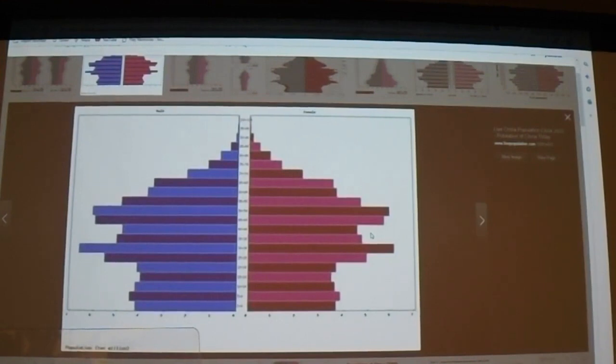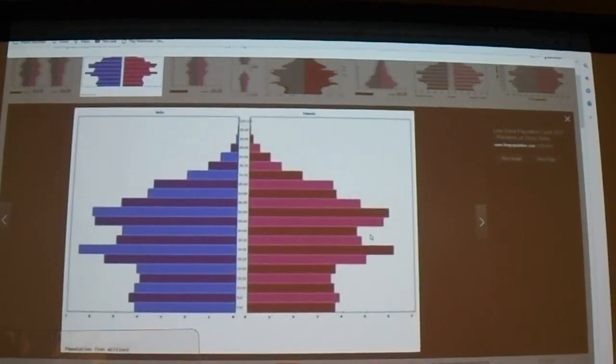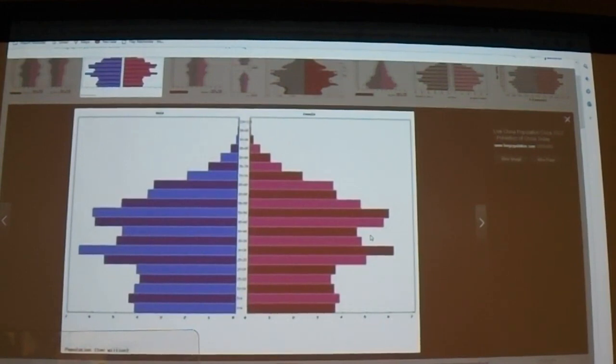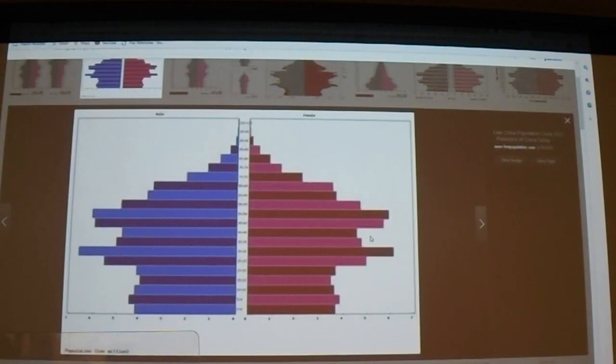Instead of being like this, it's going to be like this. A lot of older people and few young people. It's kind of like a sphere right now, but it's going to turn into this as these older people die. That's a problem. You'll have a lot of old people and not enough young people to support the old people. So this is a concern. You can do whatever you want, but for the society and the economy, it's a problem.